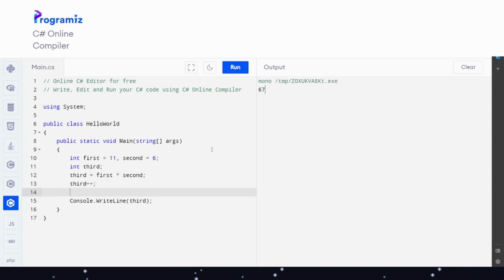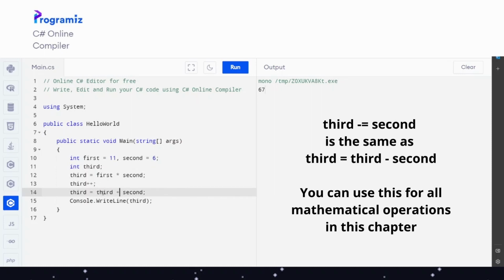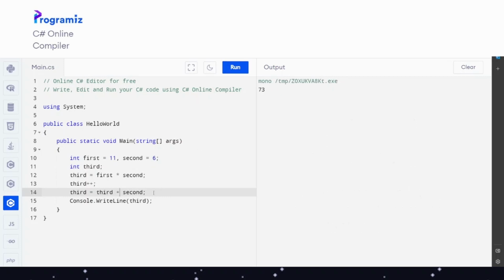I will keep it like this with 67 because there are some other operations where you can use unary values. For instance, if we want to say that third should be increased only by, let's say, second, then we can write it down like this. This is the same as saying third equals third plus second. Let's see what happens. It should be 73.